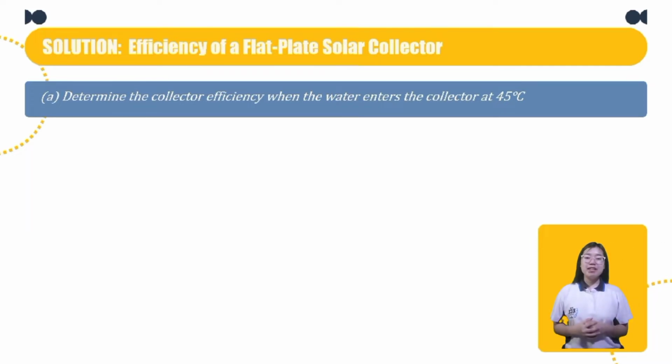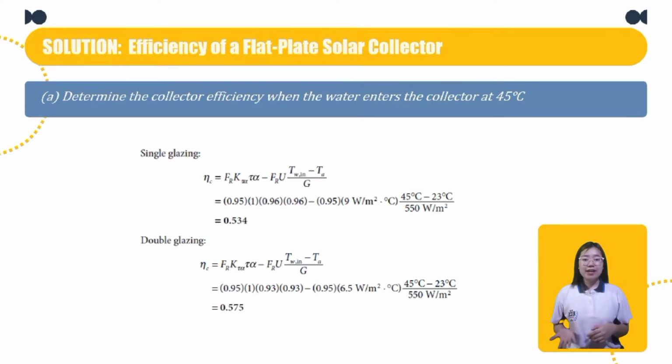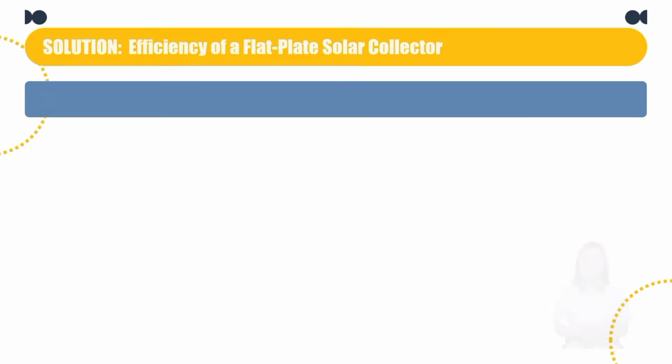Now, solving the problem, let's start with determining the collector efficiency when the water enters the collector at 45 degrees Celsius. We have two solutions here. One is for the single glazing and the other one is for the double glazing. We have already tackled the formula needed to solve this problem. Now, all we have to do is to substitute the values given in the problem. Note that the incident angle modifier is usually equal to 1. You can try to solve this using your calculators. For single glazing, the answer will be 0.534. For double glazing, the collector efficiency is 0.575.